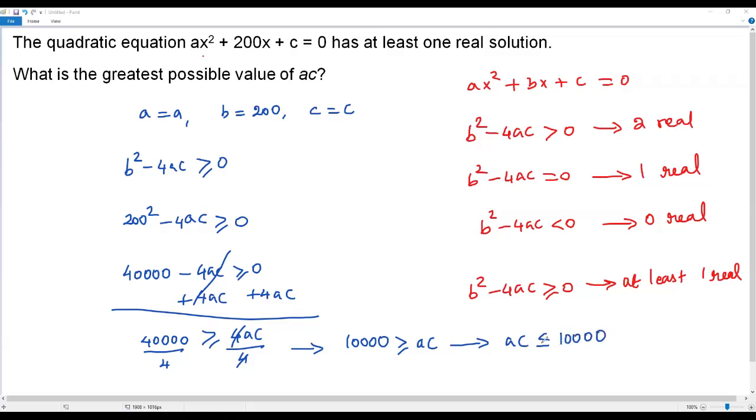So the value of a times c can be equal to 10,000 or less than 10,000. That is, the greatest possible value of ac is 10,000.